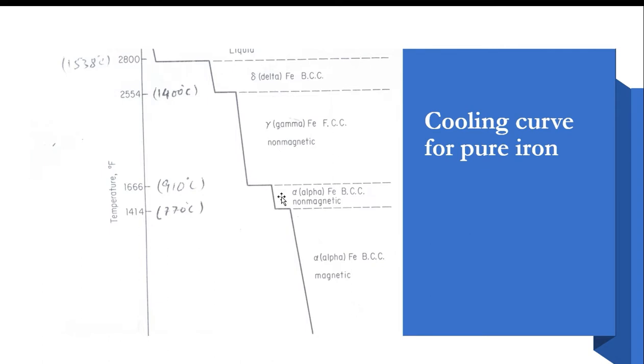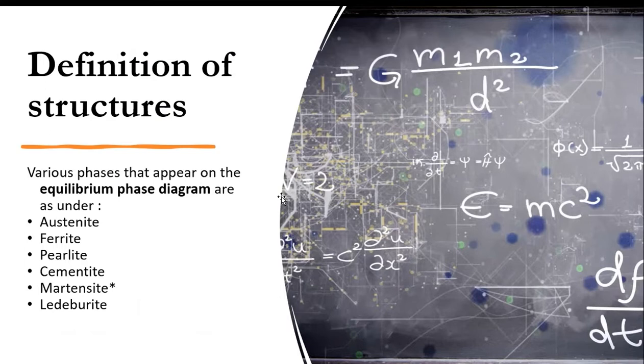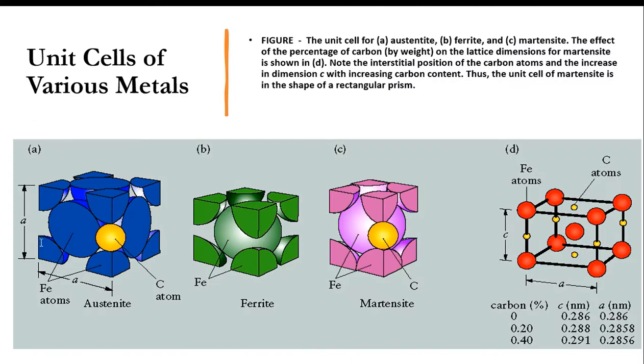But without using alpha, gamma, and this one, they tried to define some kind of names for the structures. So they have given names like austenite, ferrite, pearlite, cementite, martensite, ledeburite. Those are the names that they have given to those structures in the equilibrium state, right? So today we are trying to develop our discussion on how to identify these structures, right? What are the properties behind that, right?